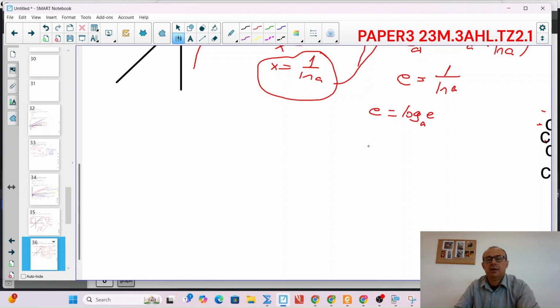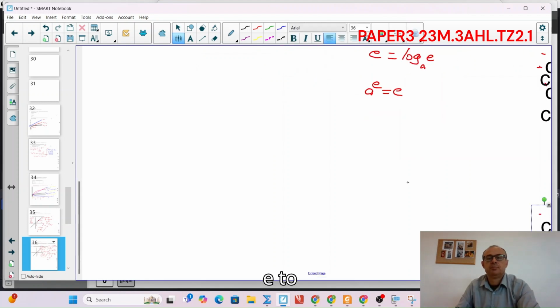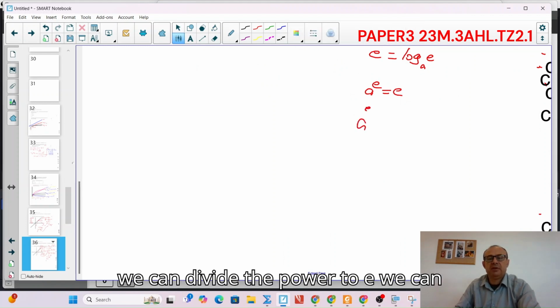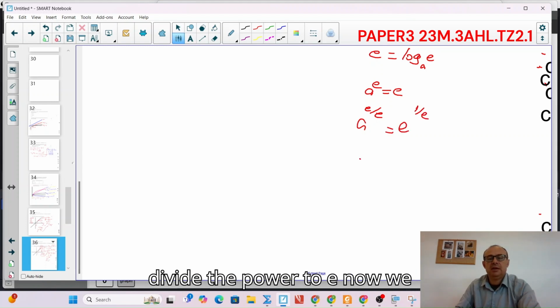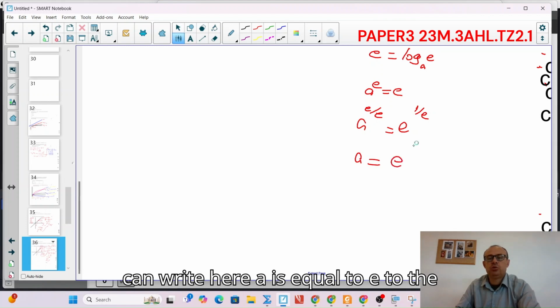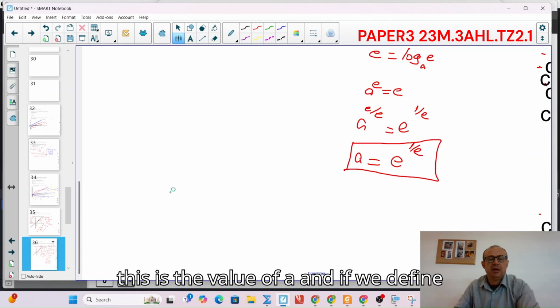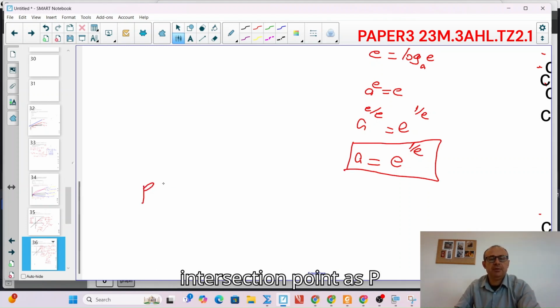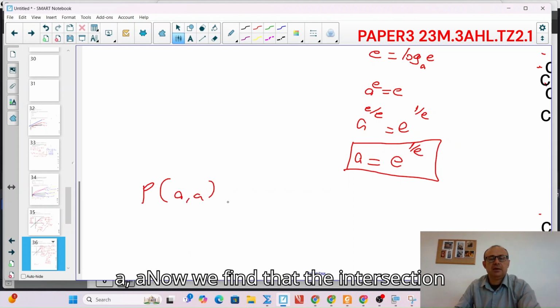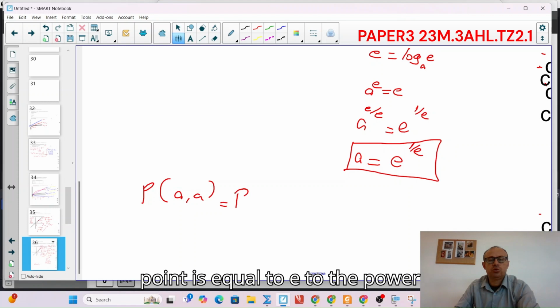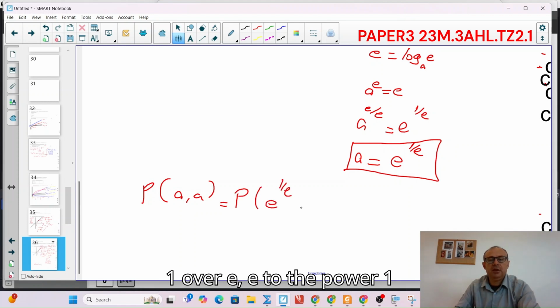Now we can write a to the power e is equal to e. To find a, we can divide the power by e. Now we can write a is equal to e to the power 1 over e. This is the value of a. And if we define the intersection point as P (a, a), now we found that the intersection point is equal to (e to the power 1 over e, e to the power 1 over e).